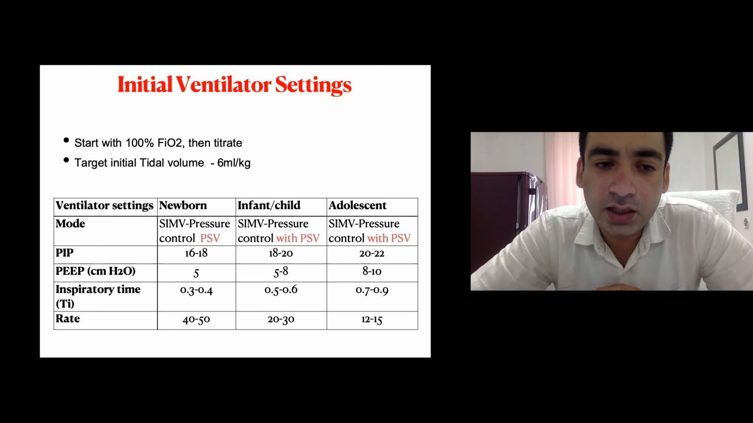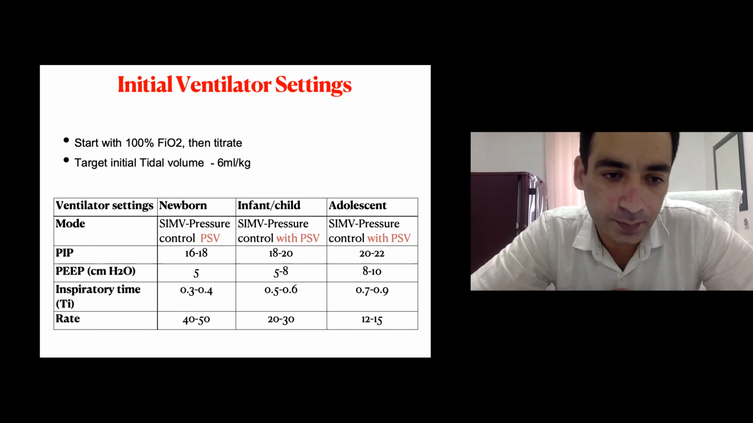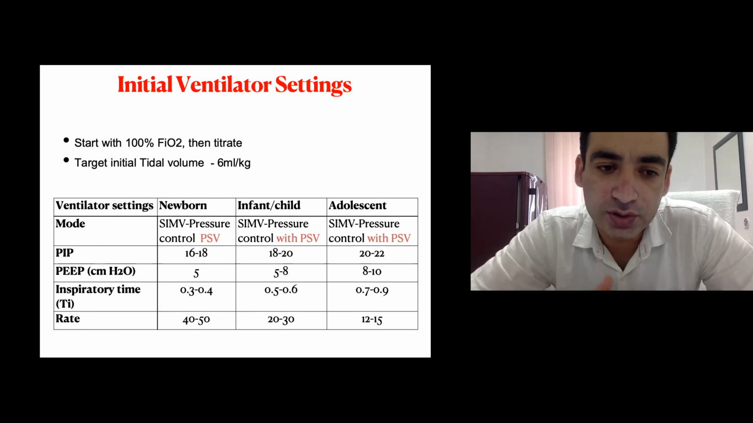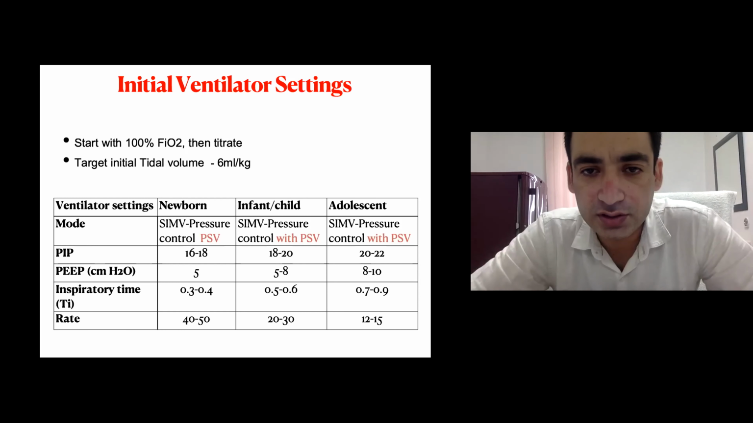The PIP is said to be adequate if there is chest rise, which can be seen by standing at the bedside of a child. The chest rise should be just visible. It should not be a jumping chest. If the child shows a jumping chest, that means we are giving excess pressures. If there is no chest rise and there is no obstruction like secretions, that means we are giving inadequate PIP.